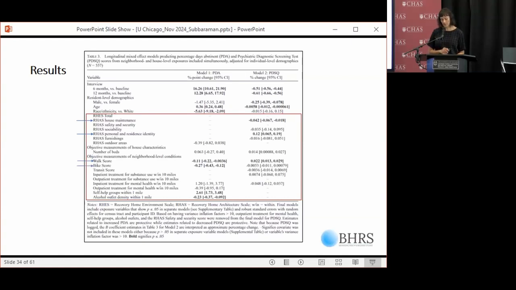The bike score was similarly related to lower percent days abstinence. More self-help groups within 1 mile were related to significantly more percent days abstinence, so that's the hypothesized direction, and similarly more alcohol outlets within 1 mile was related to significantly less percent days abstinence. So again, in the hypothesized direction.